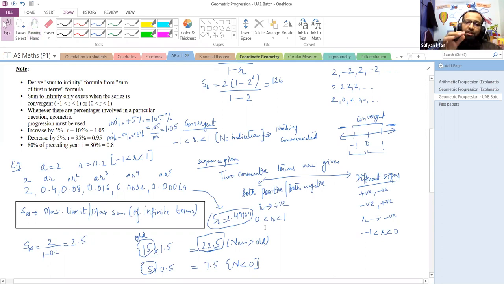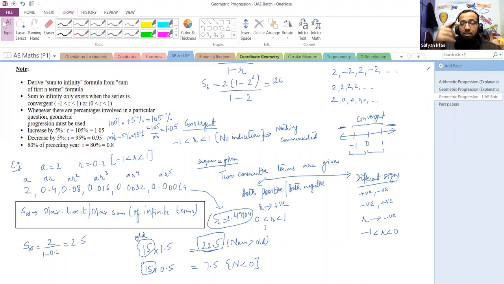Now, when every subsequent term is less than the previous term, a time will come when the terms keep on decreasing. When the terms keep on decreasing, a point will come where if we add that tiny term to the sum, it will not create much difference.